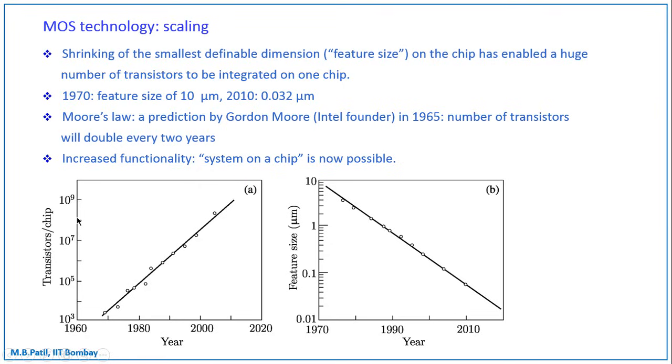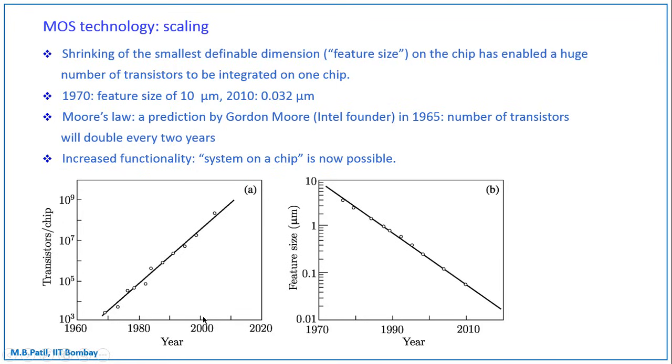Alright. Now Gordon Moore of Intel predicted this kind of trend in 1965, and his prediction was that the number of transistors will double every 2 years. And this prediction has turned out to be more or less accurate over several decades, in fact, and it has become known as Moore's law.